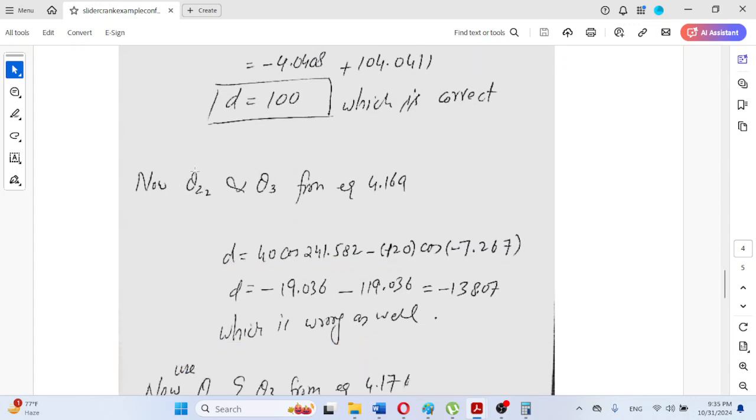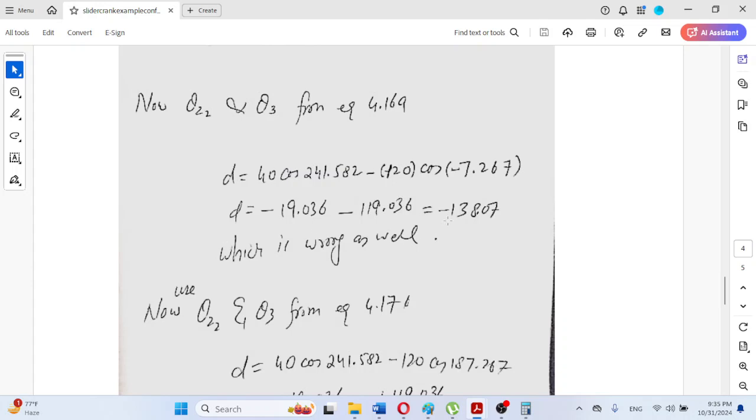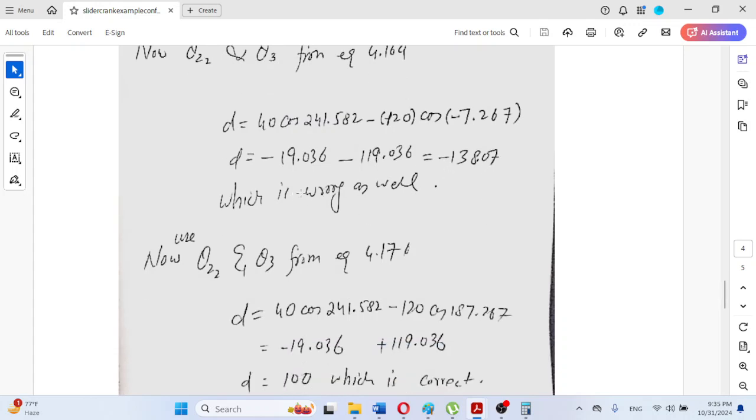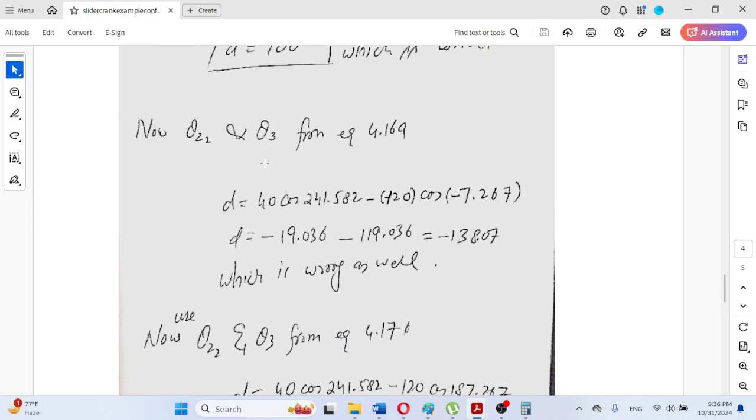After that, again we test for the lower circuit, for theta 2 2, the theta 3 from equation 4.16a. As we can observe, this is giving the value of D minus 138.07, which is incorrect and wrong, because it is giving the location of the slider towards the negative x-axis, which according to the example is not correct. So that means this value of theta 3 will also not be acceptable.